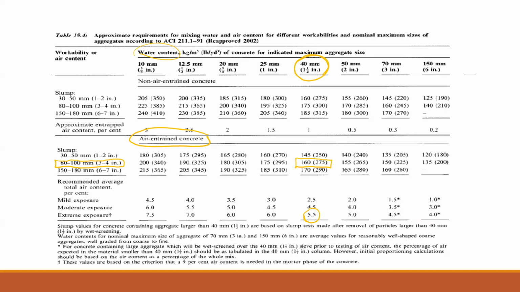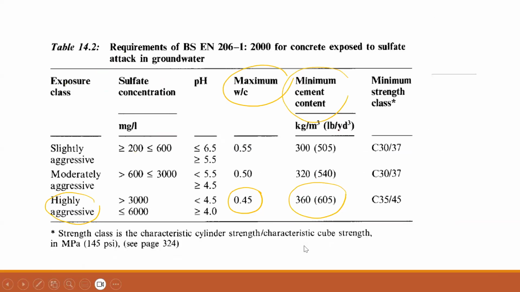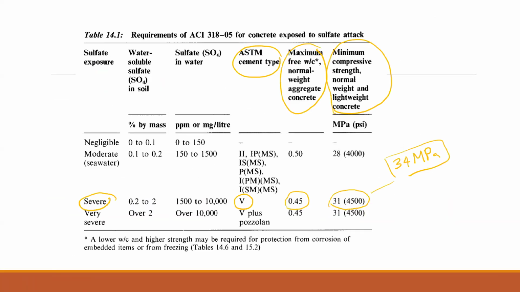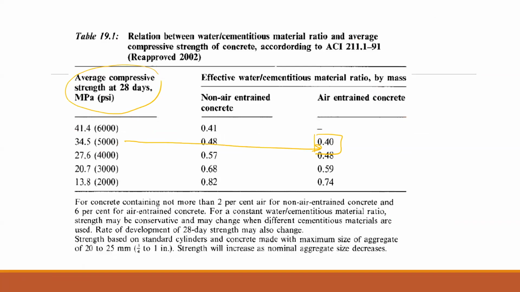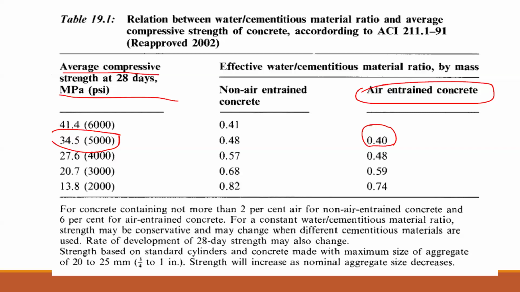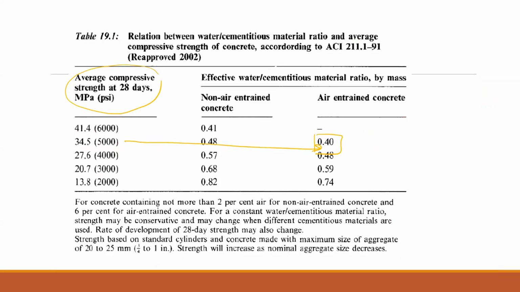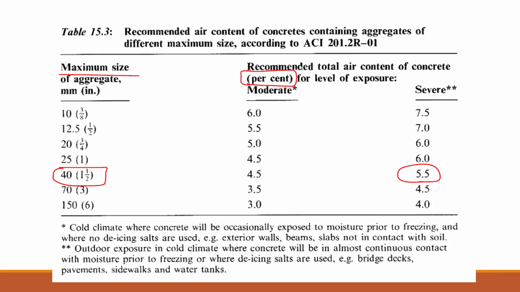No questions? How do you know if it is air entrained? Because whenever we have sulfate, we found it in one of the tables here. Even if you are doing it blindly, we need air entrained here. Not this one, this one. Yes, here. If it is severely affected, then we need to have air, 5.5% of air.